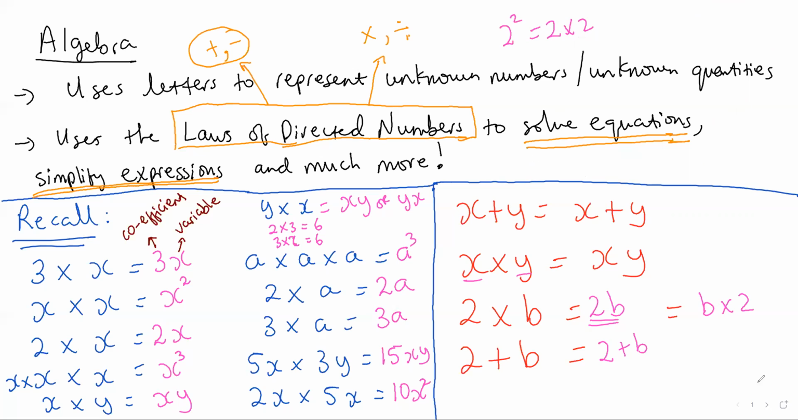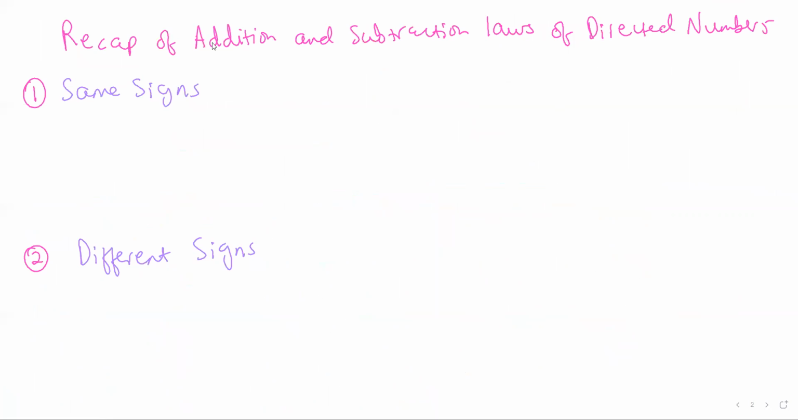Next. Going on here now, we're going to do a little recap of the addition and subtraction laws of directed numbers. The first law is the same signs law. When you have same signs, what we do is add and keep the same sign. Let me do an example here.